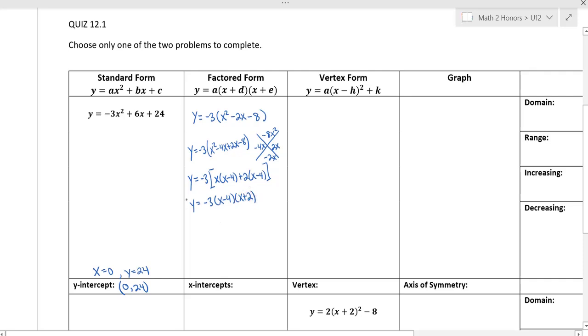We can find the x-intercepts through factored form pretty easily. Set y equal to 0. We have three factors here, negative 3, x minus 4, and x plus 2. Just take the factors that have a variable. So x minus 4, set that equal to 0. And x plus 2, set that equal to 0. You don't want to take the negative 3 and set that equal to 0. That's not going to make any sense or give you anything good. So in each of these equations we get x is 4 and negative 2. And so my two x-intercepts are 4, 0 and negative 2, 0.